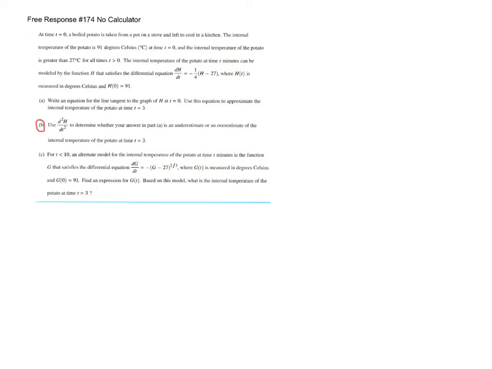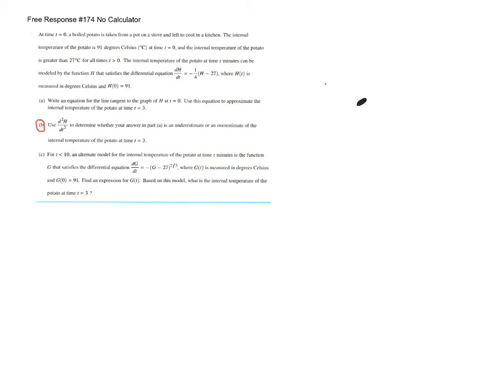So we're going to talk about letter B here, and it says use the second derivative, d2h over dt2, to determine whether the answer in part A is an underestimate or an overestimate. Let me just talk real quickly about what that means. So remember, we did a linearization. So we took a tangent line to the curve.